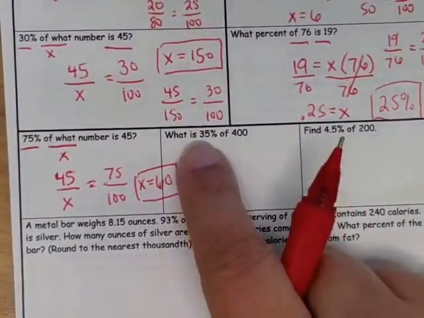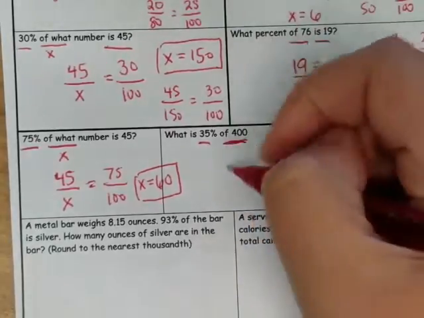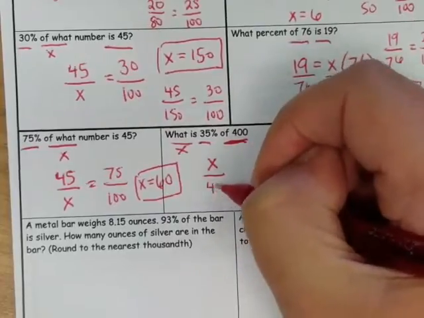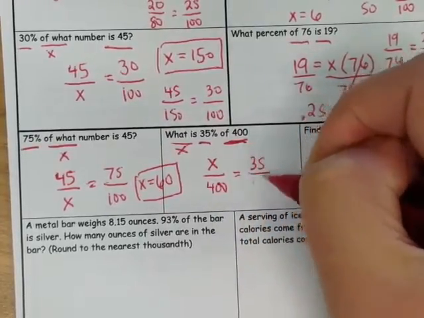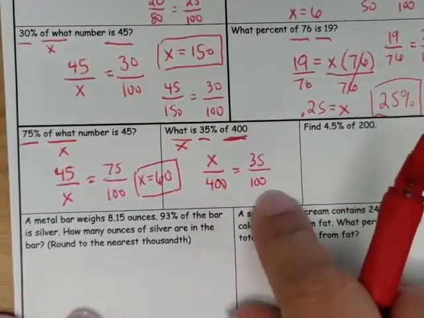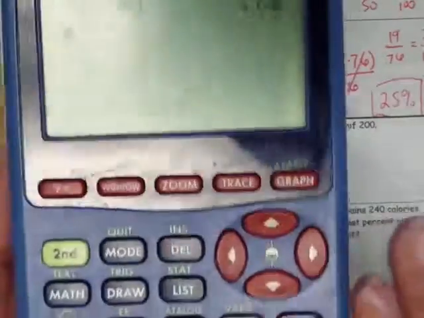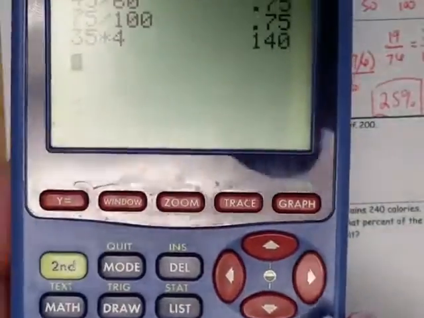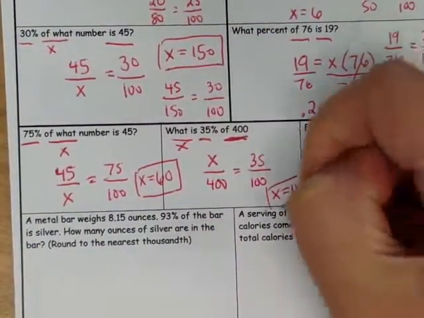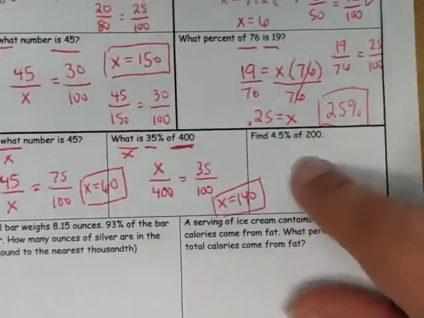All right, what is 35% of 400? I've got my percent, I've got my of, so that's my whole, so I don't know my is. So what is, that's my x, of 400 is 35% over 100. Then I see this relationship here is times 4 or divide by 4. So I see a times 4, so I'm going to multiply by 4. 35 times 4 gets me 140. So x is 140. That's just using your proportion logic from last unit.